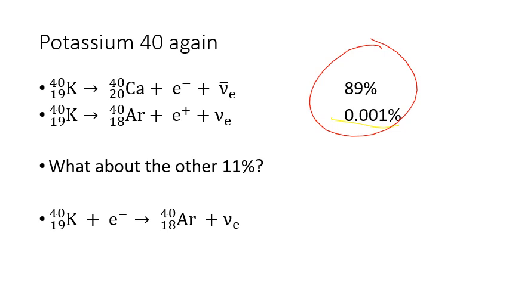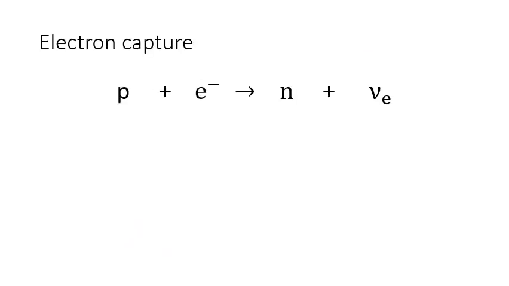And that's our missing 11%. It's called electron capture. This electron here disappears to be replaced by an electron neutrino, and in the process allows one of the protons to become a neutron. Bizarre. It's a bit easier if we just think about the diagram. So let's start with the diagram.